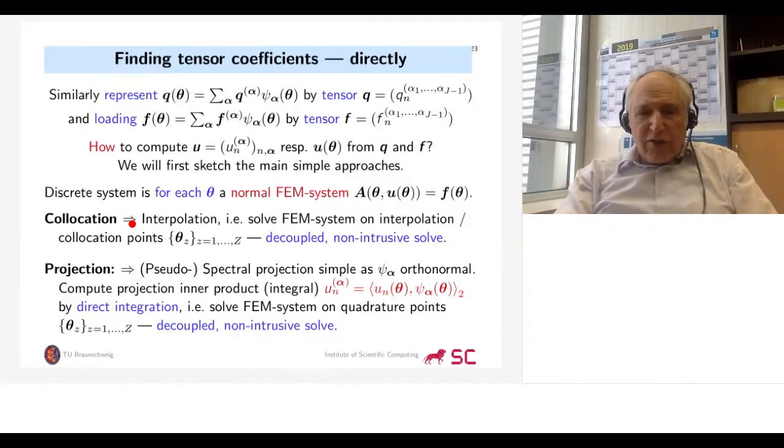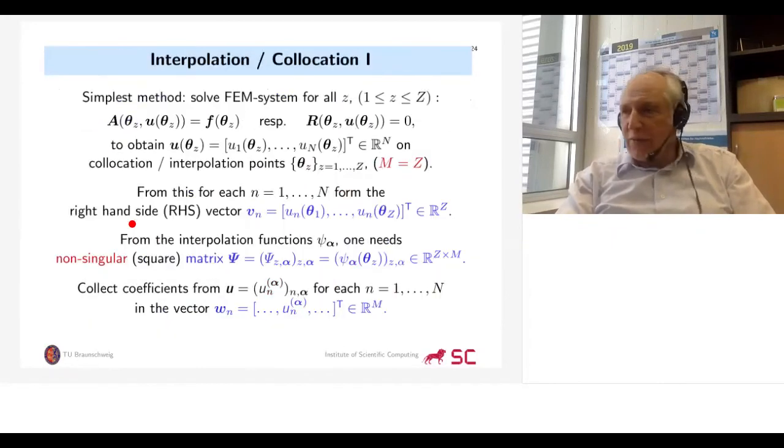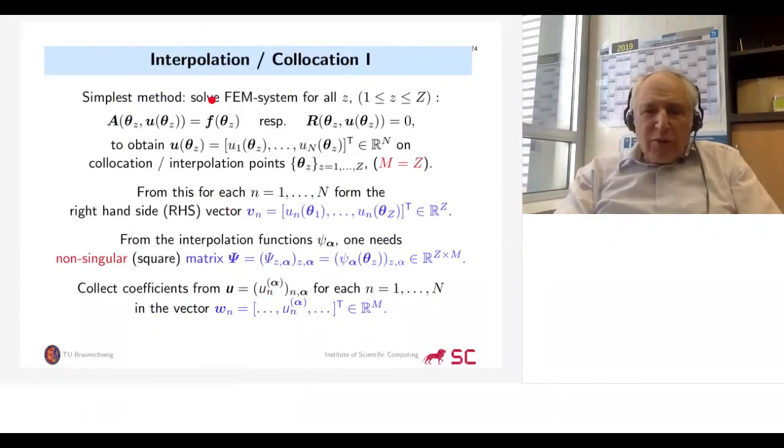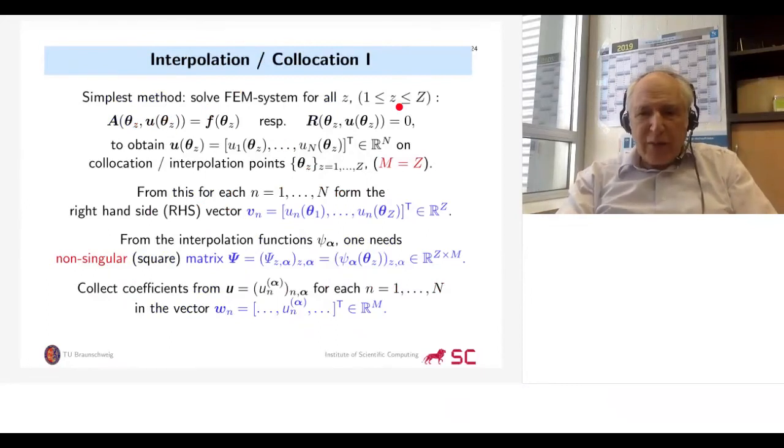So let's look first at collocation. This is what all of you know actually. We solve this system for some points theta z, capital Z points, and for each z we get the solution. Now I rearrange this for each n, for each nodal value. I take all the z evaluations and put them in a vector. It's one vector of length Z.